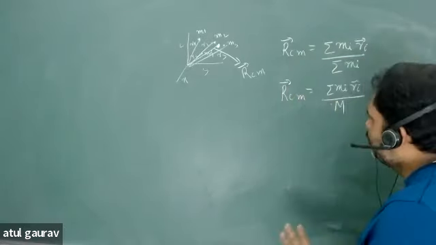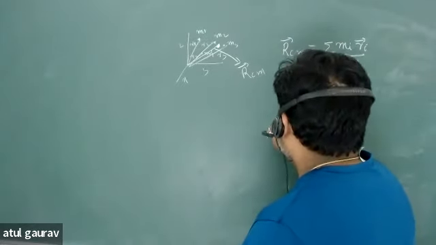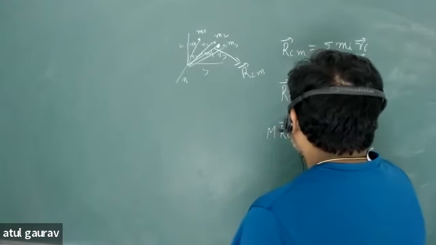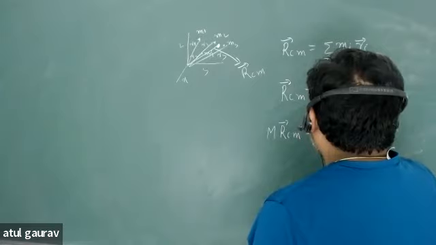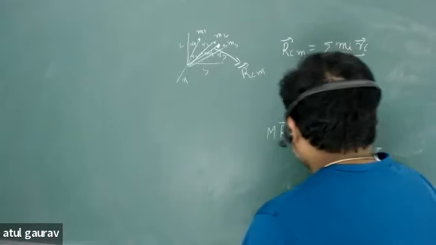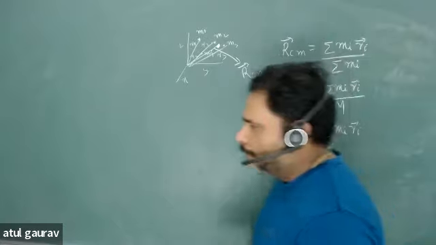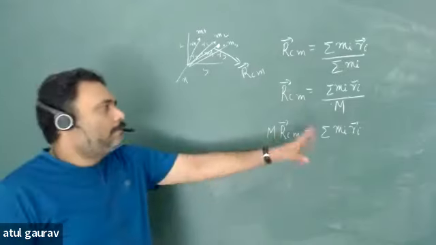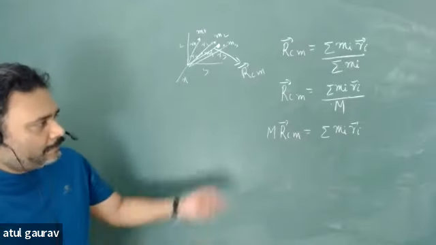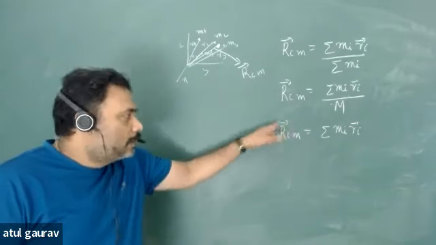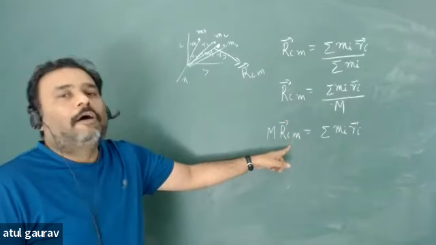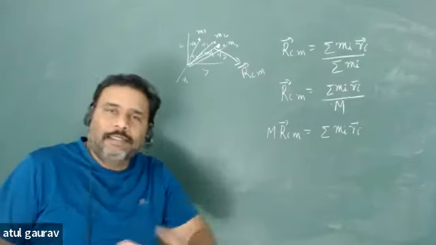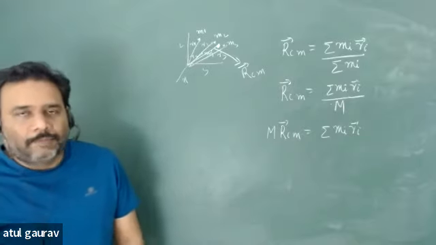You can see this is m RCM is equal to summation over mi ri. So this is all about moment of mass. You can write this as a moment of mass. And if somehow you choose this center of mass as an origin, then you can easily make your life very simple.